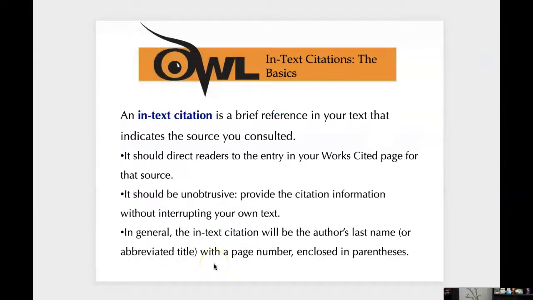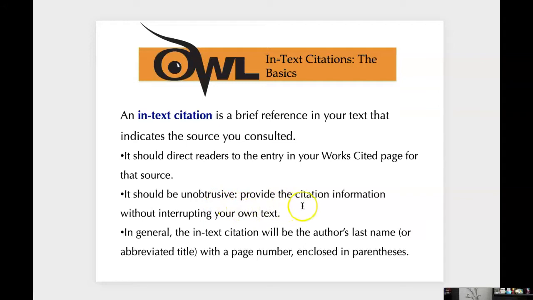So, an in-text citation. We've talked about what a paper should look like, but we need to talk about research too. It's a brief reference in your text that indicates what source you are using. Thinking about Irvin and Ron Finley's video, those things we're going to talk about in the future. It should direct readers to the entry in your Works Cited page. That's why we give last names, because the last name is the first thing to appear on your Works Cited page.